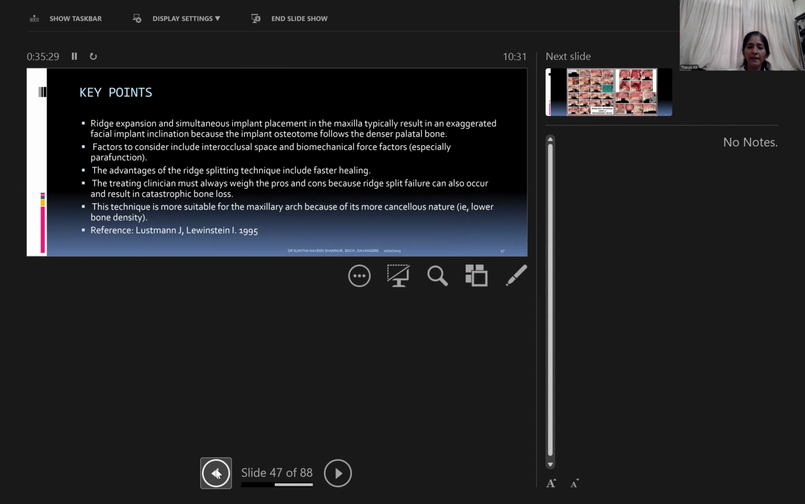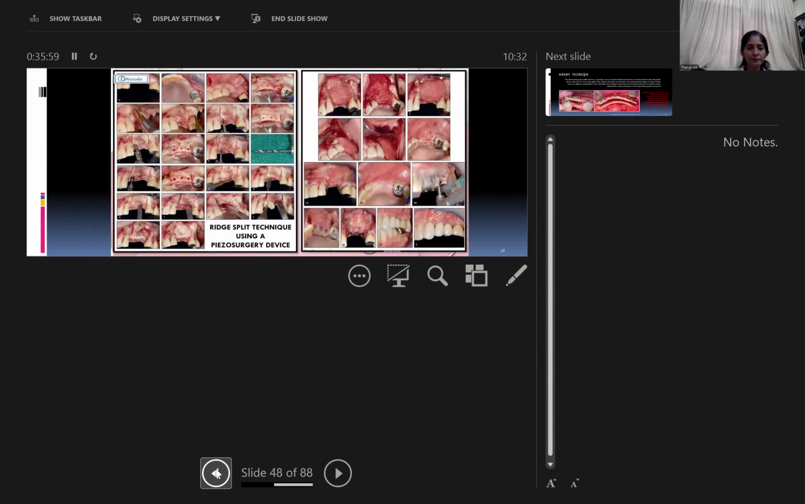Ridge expansion in the maxillary has a more predictable outcome as compared to the mandibular, obviously because of the cancellous nature of the bone. You also have to take care of the interocclusal space and the biomechanical force factors, especially parafunction. This technique is more suitable for the maxillary as opposed to the mandibular, because mandibular leads to more tissue morbidity. So better would be the maxillary.